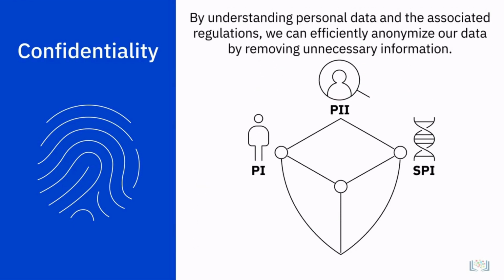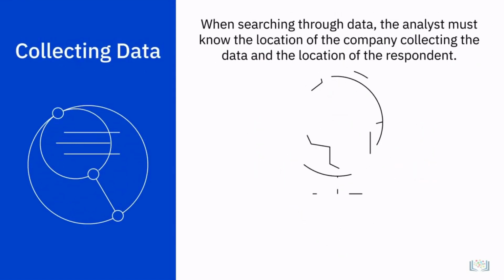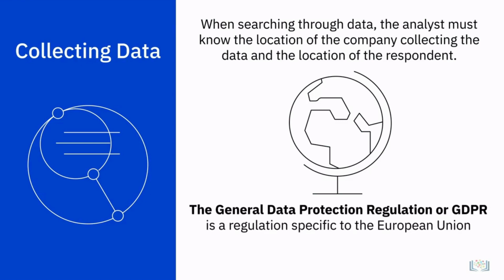By understanding personal data and the associated regulations, we can efficiently anonymize our data by removing unnecessary information. This type of action can help build customer confidence and continue to develop the free flow of information. When searching through data, the analyst must know the location of the company collecting the data and the location of the respondent. Knowing where the data was collected is an essential element of data privacy and what regulations must be applied. The General Data Protection Regulation, or GDPR, is a regulation specific to the European Union and only applies to the jurisdiction of the individual.